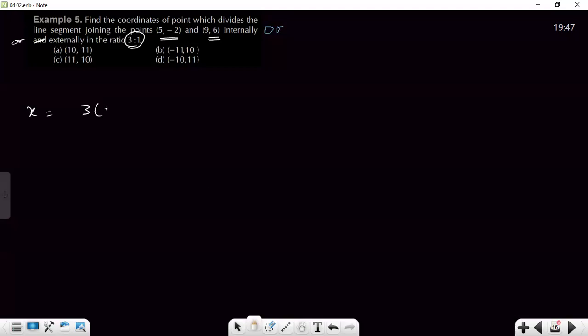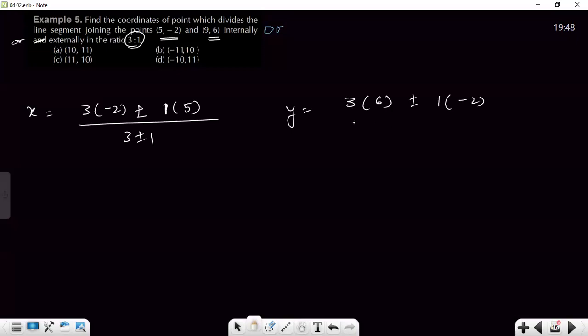m1 is 3 into x2, that is -2, plus minus m2, that is 1, into x1, that is 5, divided by 3 plus minus. For y, m1 into y2 plus minus m2 into y1, divided by 3 plus minus. Usually candidates make a mistake: while writing y2 or y1, they write x2 or x1. Okay? So that's a common mistake you have to avoid.